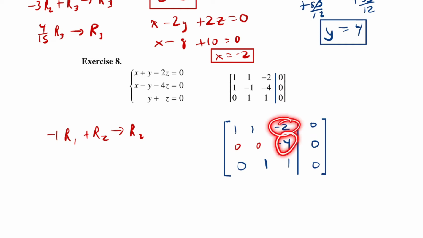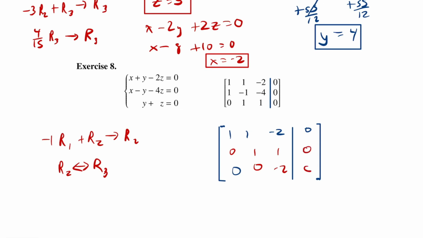All right, our next step is to make this a 1. But the only way we can do that is to interchange these two rows. So let's do that. Row 2, interchange with row 3. That's going to be 1, 0. That's going to be 1, negative 2. And of course, the zeros don't make a difference when you interchange. All right, so that's the new problem.